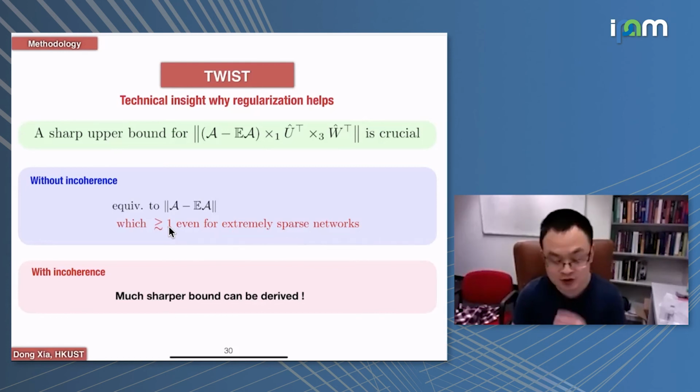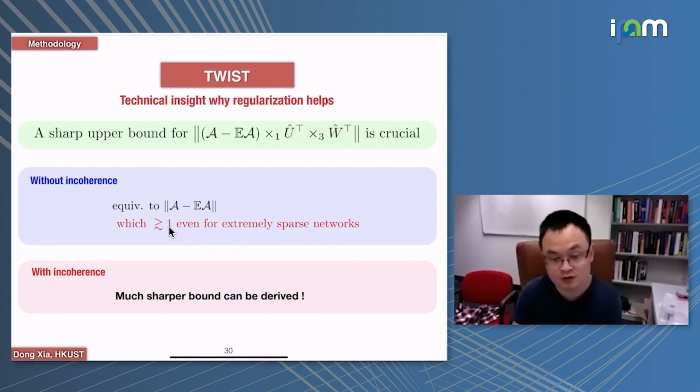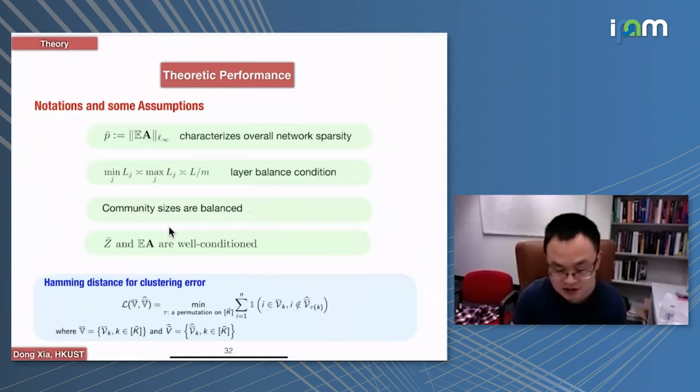If you apply the incoherence condition, in other words, u hat and w hat are incoherent, then we can prove a much sharper bound. So this is the motivation. And of course, our next part is about the theory. However, I don't think I have enough time to introduce the theory for this part.